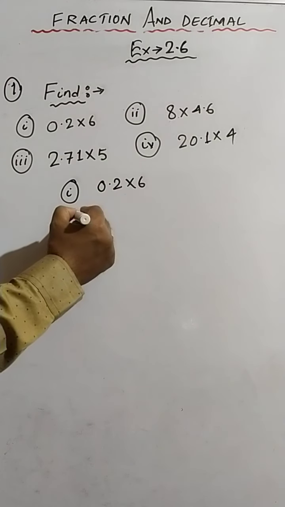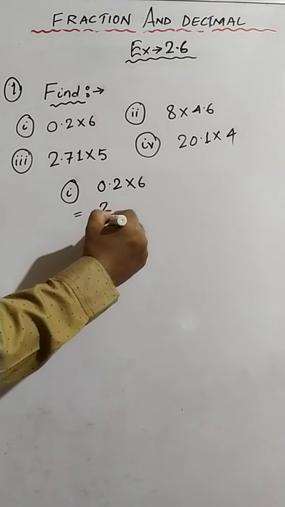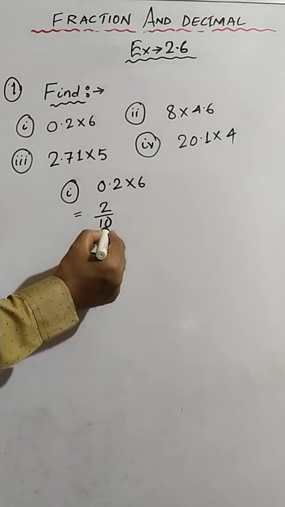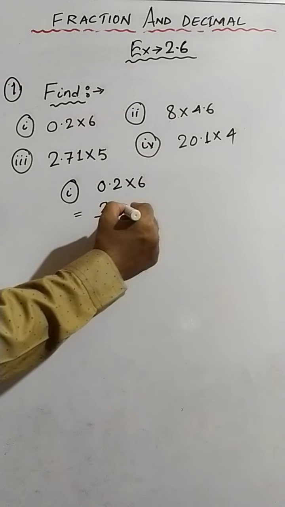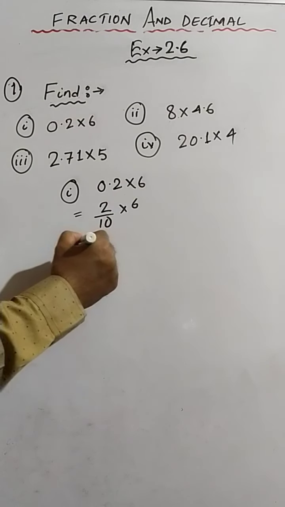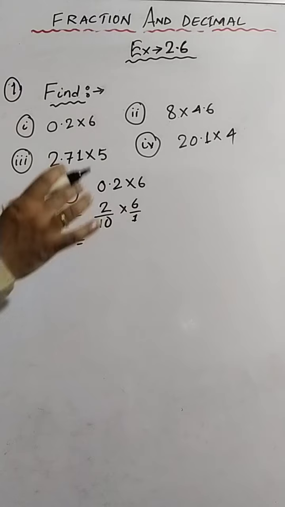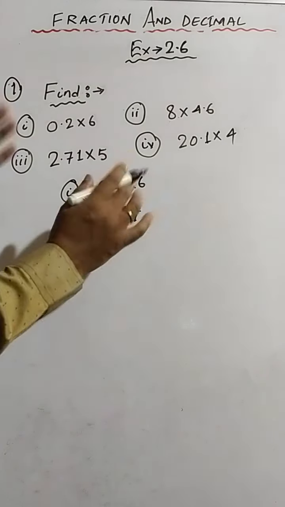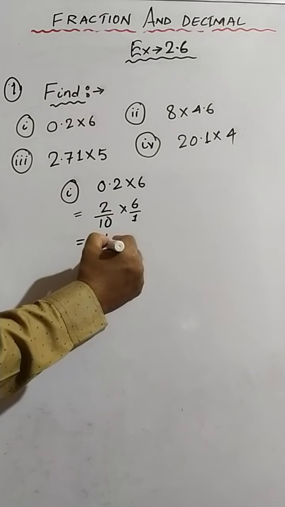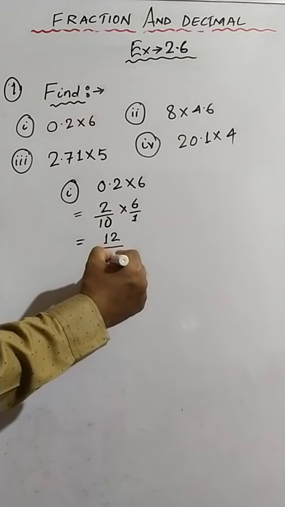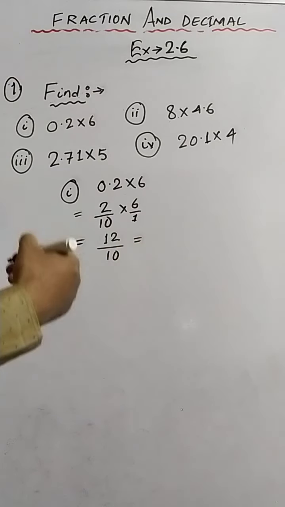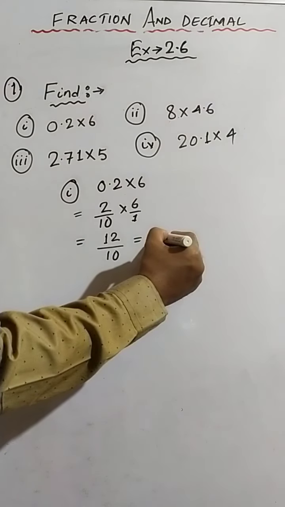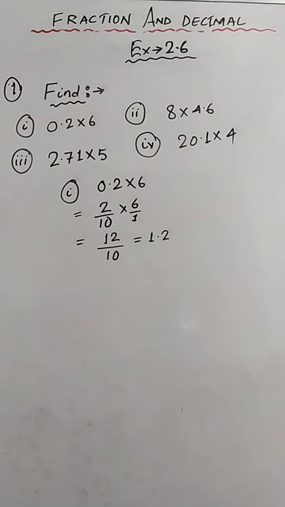0.2 could be written as 2 by 10, because after the decimal how many digits are there? 1. That is the reason I have divided 2 by 10. Now I will multiply by 6. Now 6 is carrying 1 as a denominator. Simply we'll multiply, we will not reduce. 2 into 6 is 12, 10 into 1 is 10. Now just convert it into the decimal form. You people only know. There is only 1 zero, so the answer would be 1.2. That's it, as simple as this.